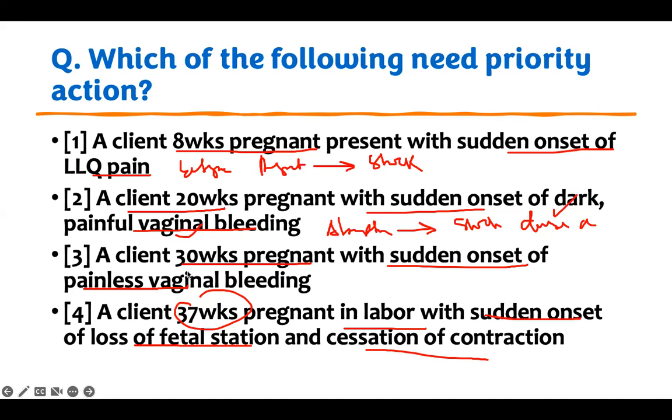Okay. A client 30 weeks pregnant with sudden onset of painless bleeding. This is placenta what? Previa. This also can lead to shock and demise of the patient. A client 37 weeks pregnant in labor with sudden onset of loss of fetal station and cessation of contraction. This is uterine rupture and fetal demise. Who will you choose?